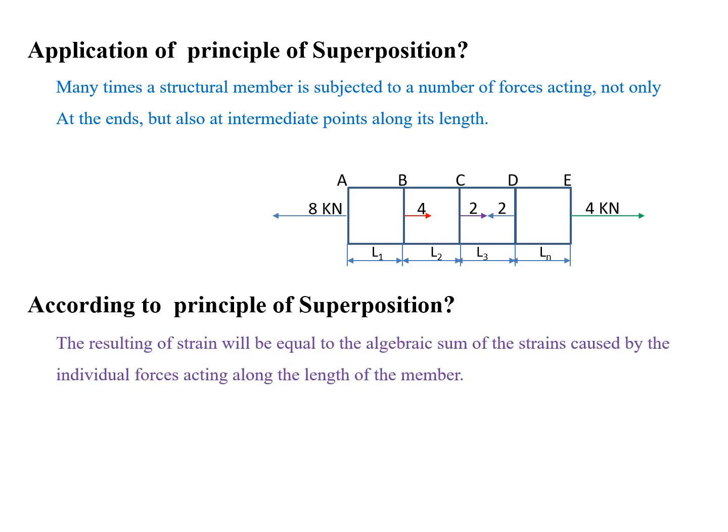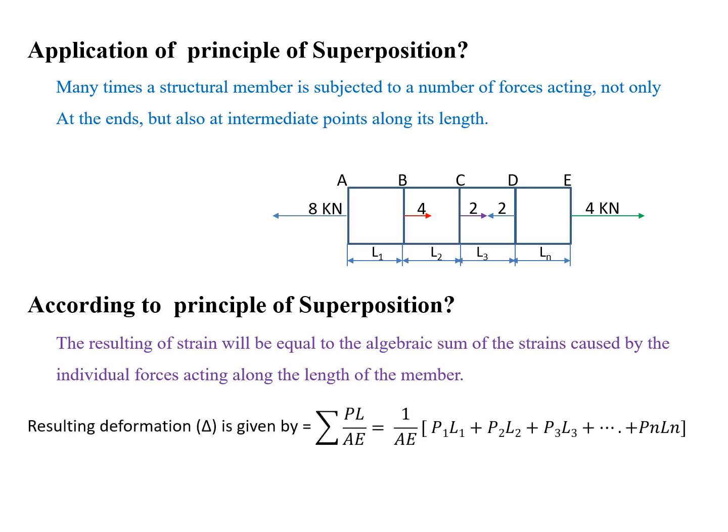The resulting strain will be equal to the algebraic summation of strains caused by the individual forces acting along the length of the member. This is also to say that the total deformation of a member is equal to the summation of the deformations of the individual members. So the deformation for the AE member, that is delta, should be equal to the summation of delta AB plus delta BC plus delta CD plus delta DE.